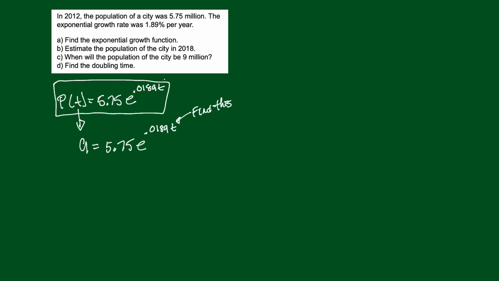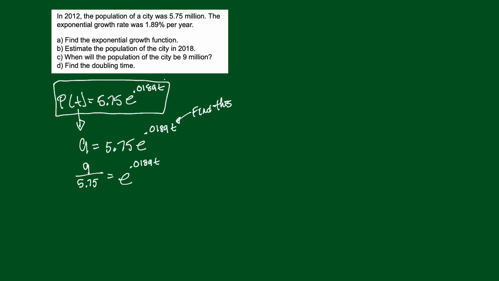Okay, how about if the first thing we do is this? I'm trying to solve for t, so let's divide by 5.75. So here's what I'll have. 9 divided by 5.75 is equal to e to the 0.0189t.